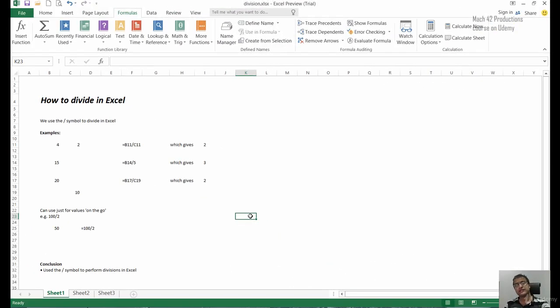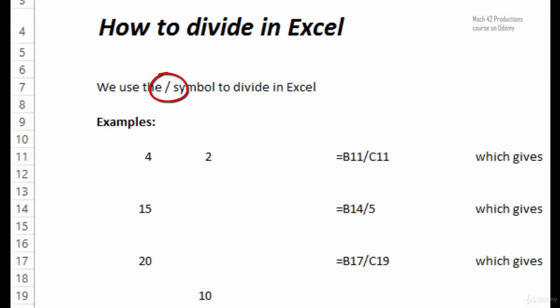Hi, in this lecture I'm going to show you how we divide in Microsoft Excel. To divide in Microsoft Excel we use the forward slash symbol.